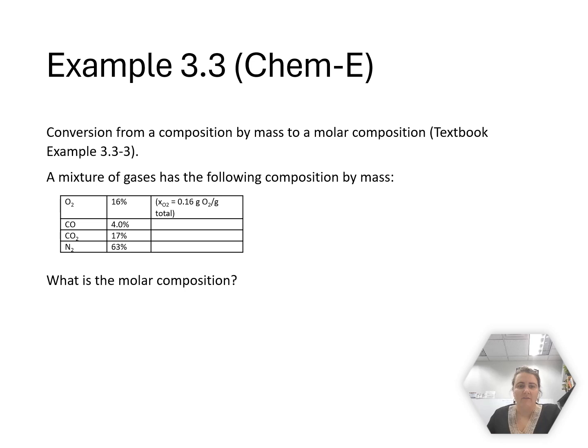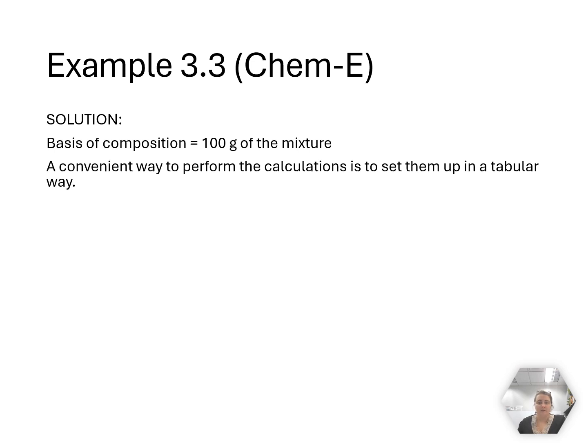And basically we have a mixture of gases with the composition by mass. So we have oxygen, carbon monoxide, carbon dioxide, and nitrogen gas. And we have a percent of each of those. And we want to know what is the molar composition. So the first thing that we want to do in this type of problem is assume a basis of calculation of 100 grams of the mixture. What this does is allow us to say, well, each of those percents is now very easy to translate into a number of grams.